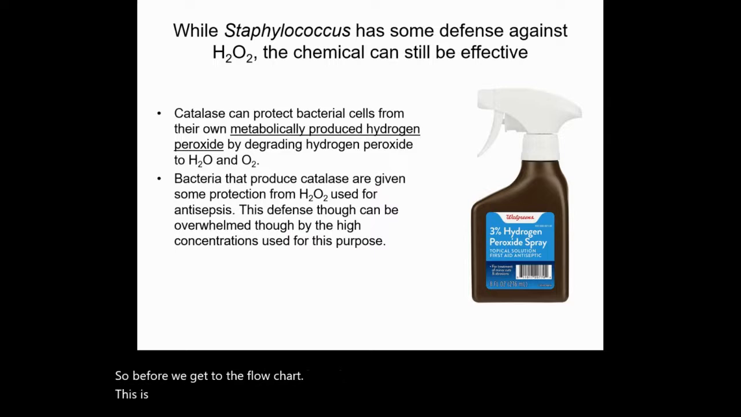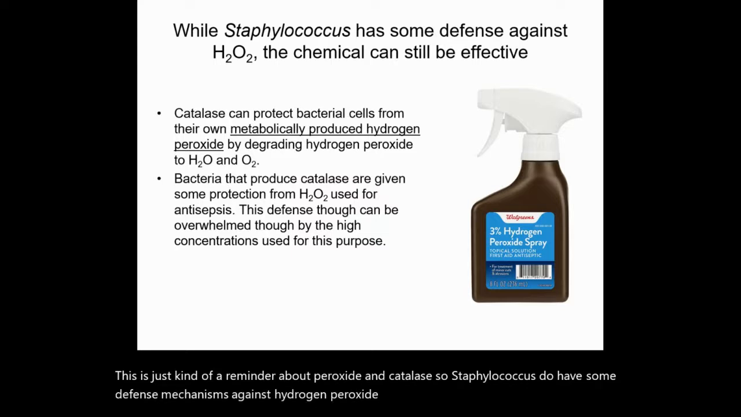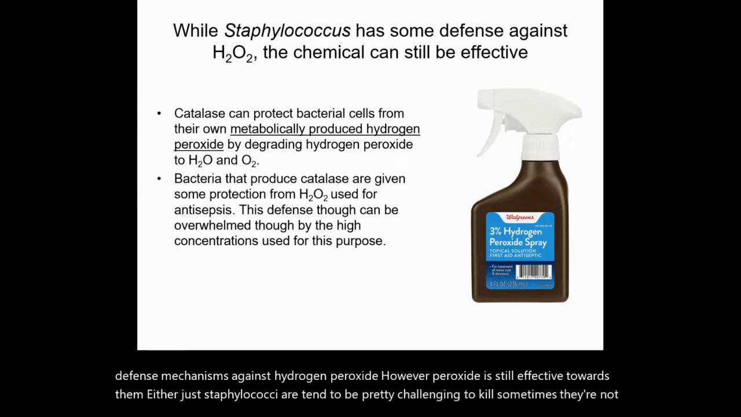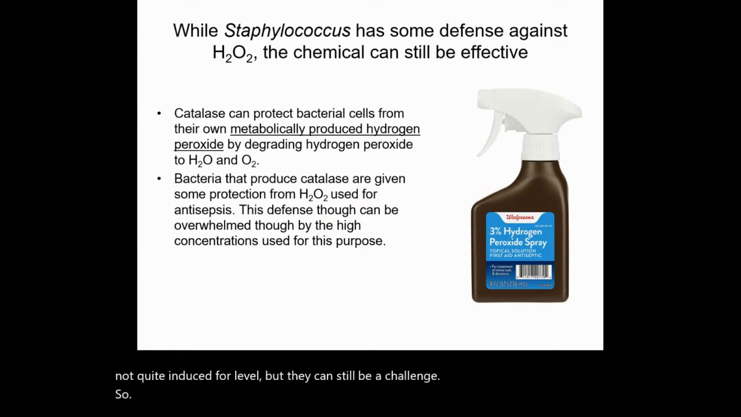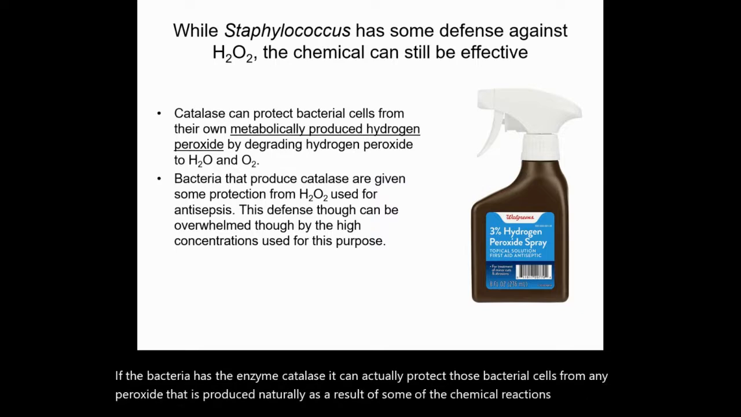So before we get to the flow chart, this is just kind of a reminder about peroxide and catalase. So Staphylococcus do have some defense mechanisms against hydrogen peroxide. However, peroxide is still effective towards them. Staphylococci tend to be pretty challenging to kill sometimes. They're not quite endospore level, but they can still be a challenge. So if the bacteria has the enzyme catalase, it can actually protect those bacterial cells from any peroxide that is produced naturally as a result of some of the chemical reactions inside of the cell.